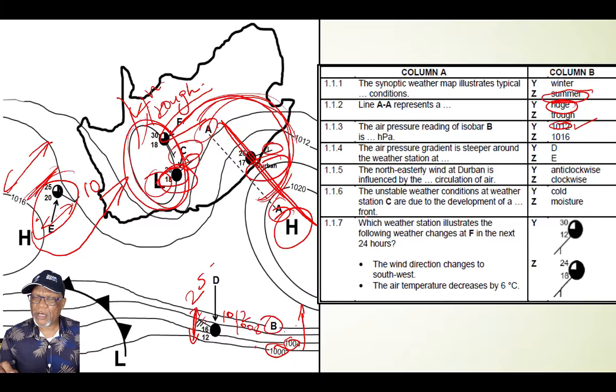Now, the question is, the unstable weather conditions at weather station C are due to the development of what front? Is it a cold front or is it a moisture front? So it is due to a moisture front.